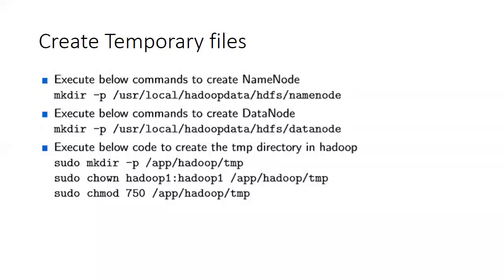and a temporary directory will be created at /app/hadoop/tmp, and we should change the permissions by using the chmod command: user level permissions, group level permissions, and others permissions.